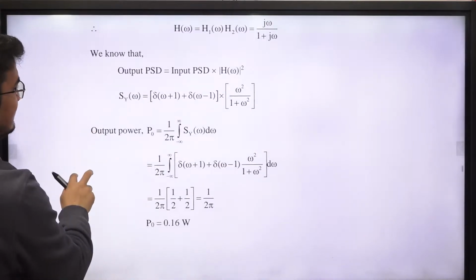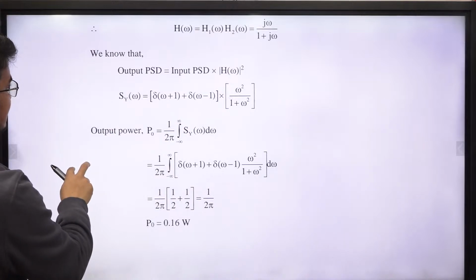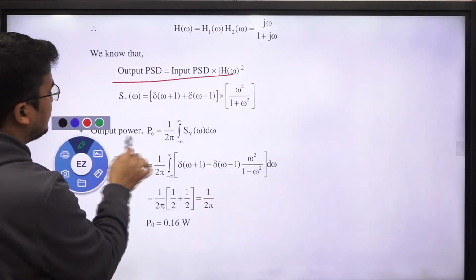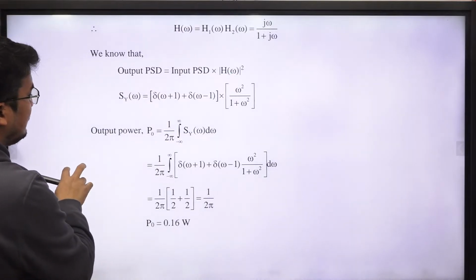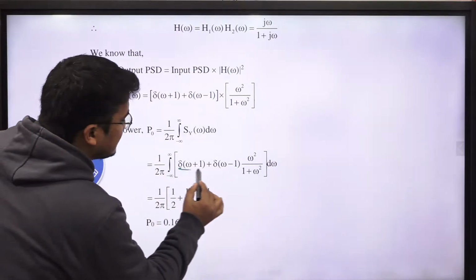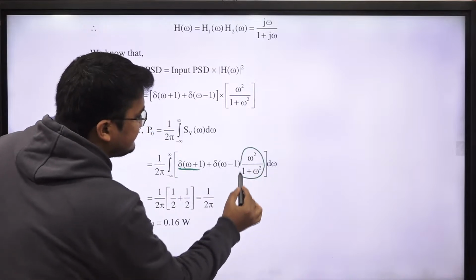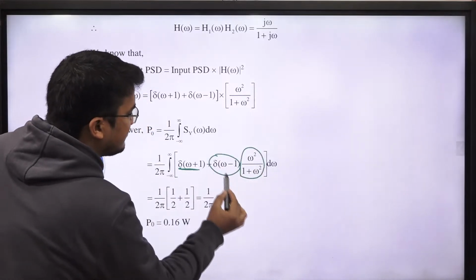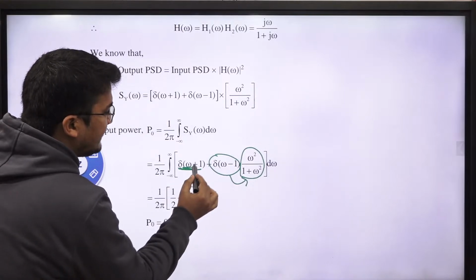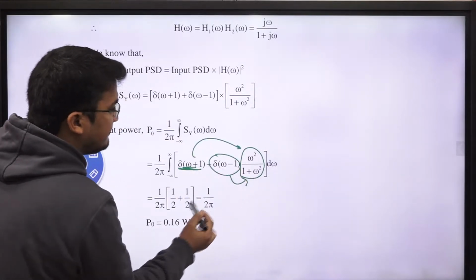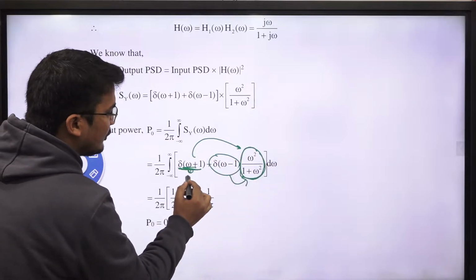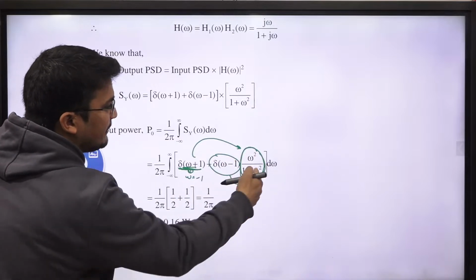And finally, I used the Wiener-Khinchin relation. This one was the Wiener-Khinchin relation, and from there I computed the output power, right? Again, what I'm doing here, guys, now you know the solution. This is the multiplication property of the impulse. When an impulse at some point is multiplied with a function, the answer will be the value of that function at the point where the impulse is defined. The impulse is at omega equal to -1. So put omega equal to -1.